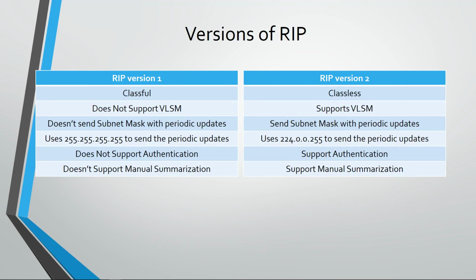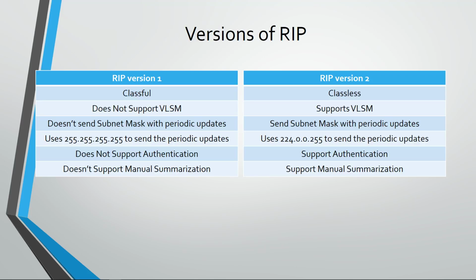Versions of RIP. RIP has two versions, RIP version 1 and RIP version 2. RIP version 1 is a classful protocol. It doesn't support variable length subnet mask, or VLSM. It doesn't send subnet masks with periodic updates. It uses broadcast, which is 255.255.255.255, to send the periodic updates. It doesn't support authentication, and it doesn't support manual summarization.